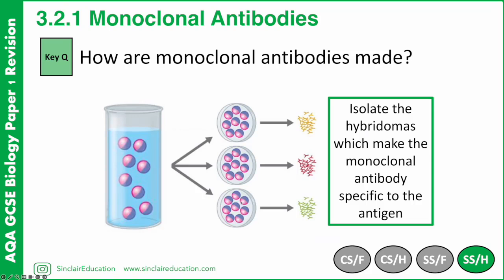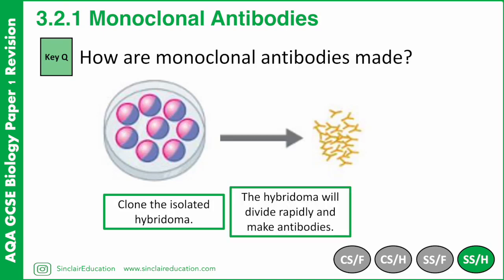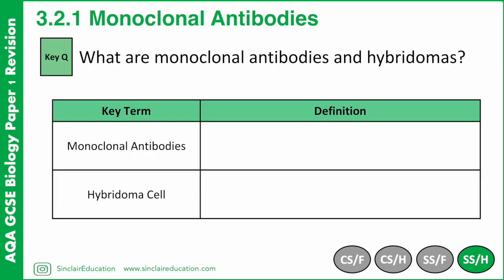The next piece, and we need to be very careful in how we phrase this, is we are going to isolate the hybridoma that's making the monoclonal antibody that is specific to the antigen we want to target. So that's the one that I kind of stress, be really careful and particular about how you word that in your exam. What we'll then need to do is clone the isolated hybridoma, which will happen really rapidly, and they will make antibodies. And those are the key phrases or stages involved. At that point, we'll then harvest those antibodies and we'll purify them.